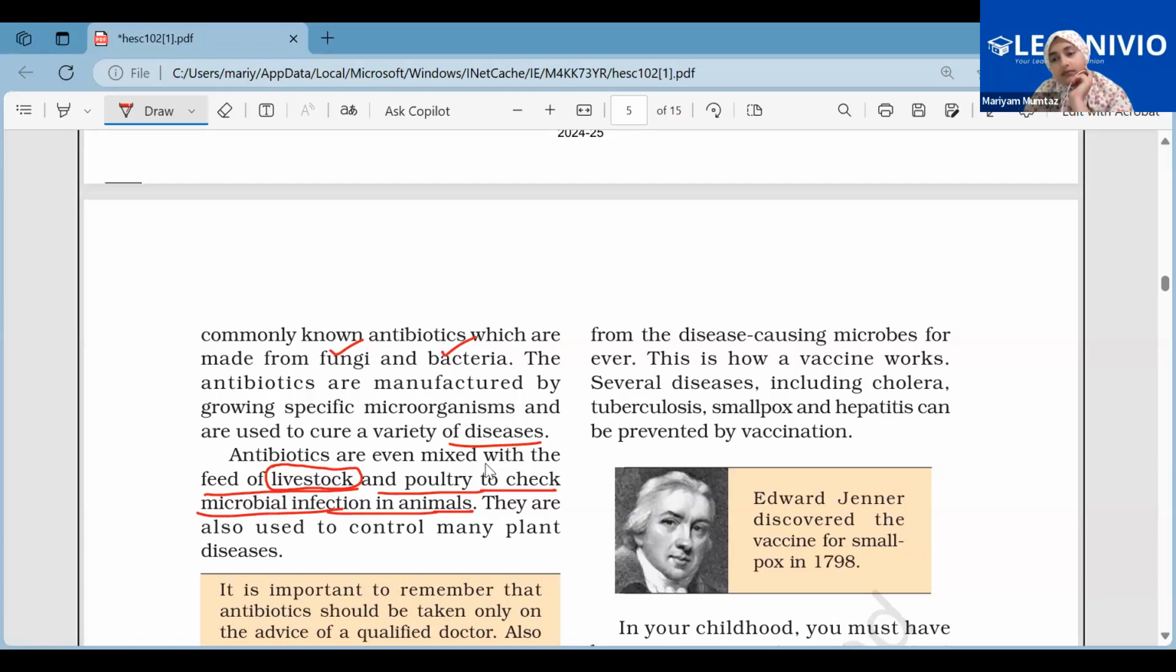Yes. And poultry are those birds that are raised for their meat or for their eggs. So antibiotics are mixed with the food that they are eating, so that they can get rid of any kind of pathogen or any kind of microorganism that is there. Clear?